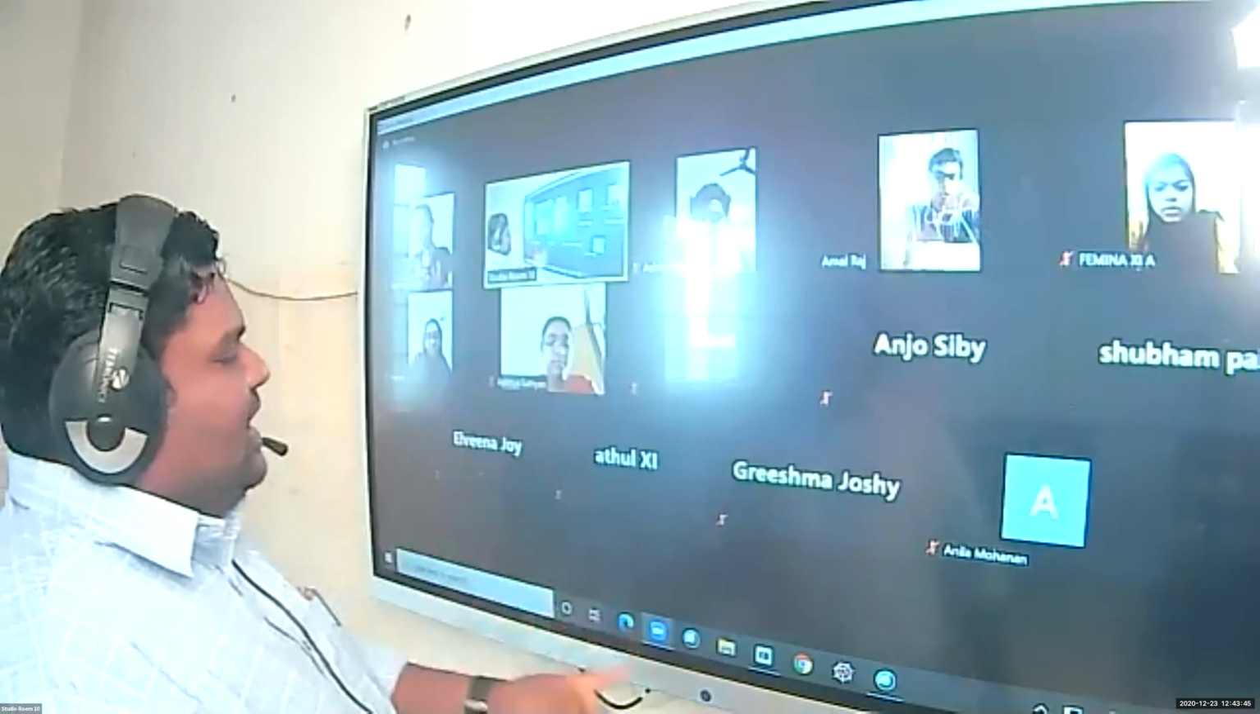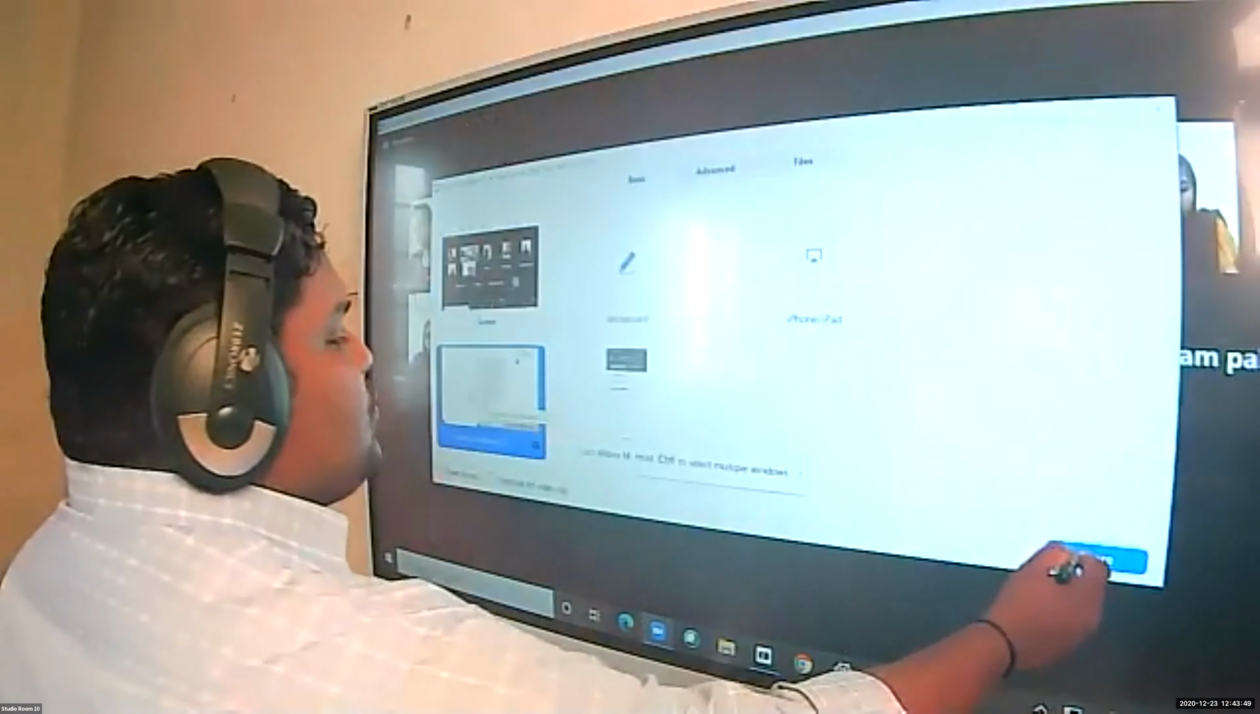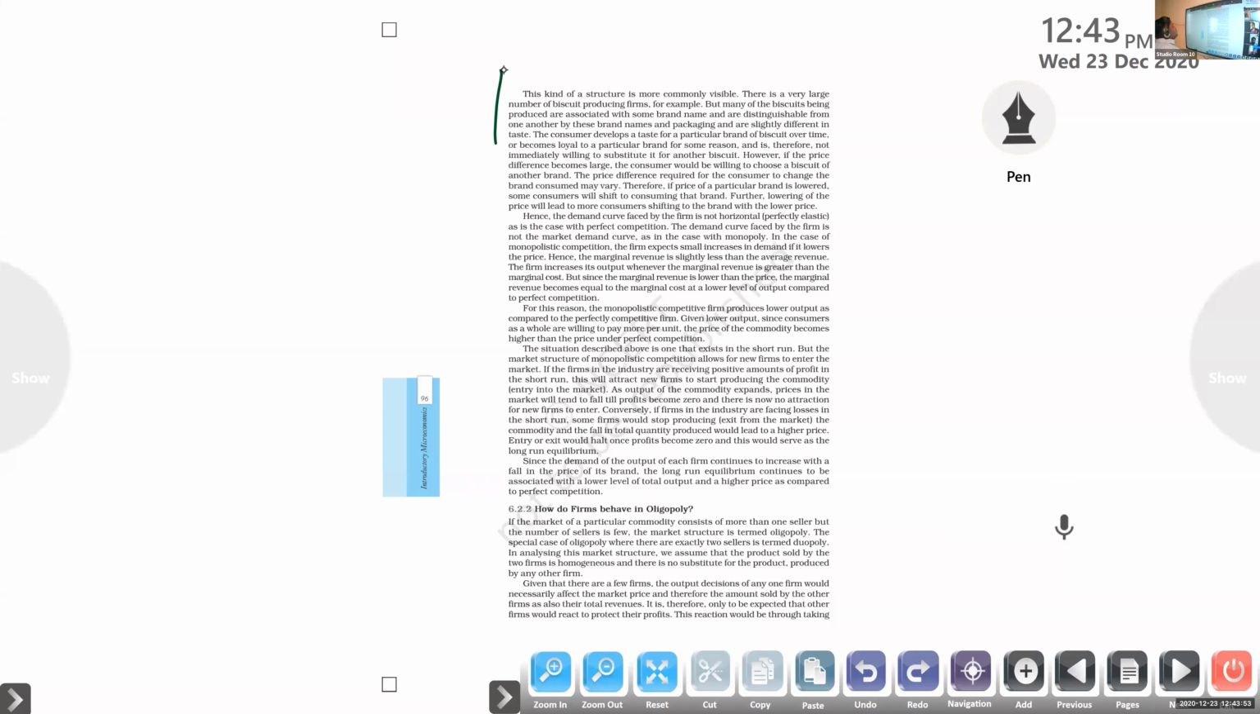So different people, you can understand that they will purchase that product because of the taste of that particular product. Here the consumer develops a taste for a particular brand of biscuit over time, or becomes loyal to the particular brand for some reason. So we are purchasing that thing because of some reasons there.